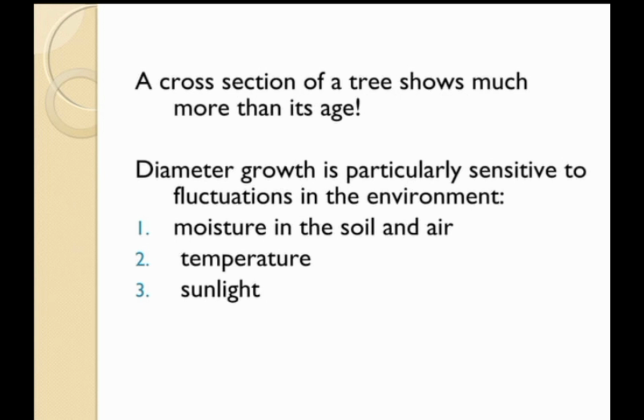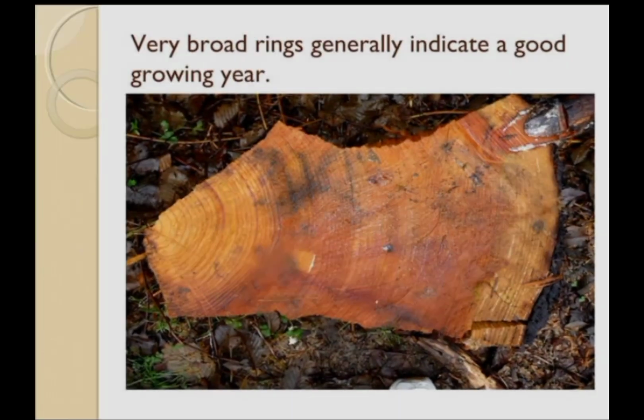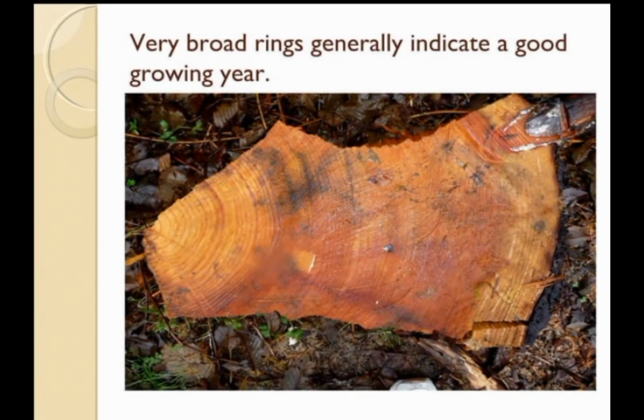Diameter growth is particularly sensitive to fluctuation in the environment: moisture in the soil and air, temperature, sunlight. Very broad rings generally indicate a good growing year.